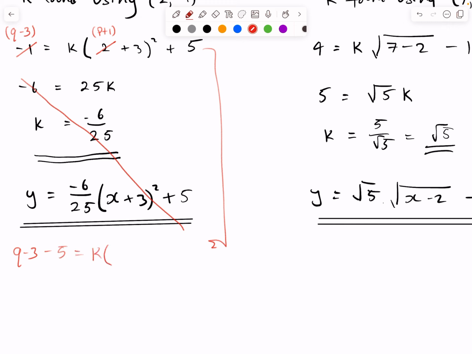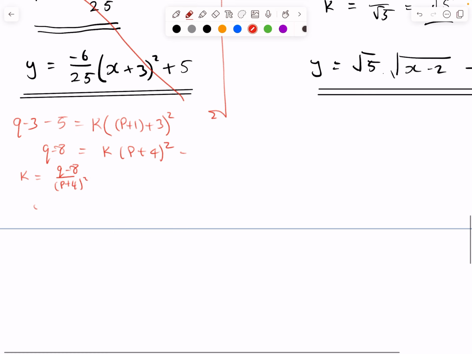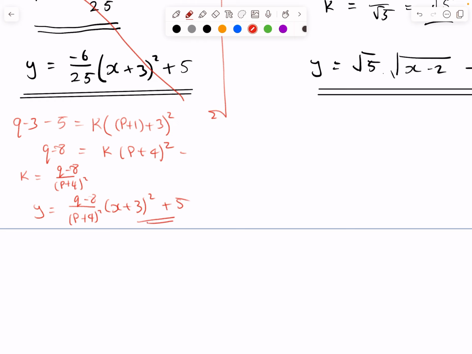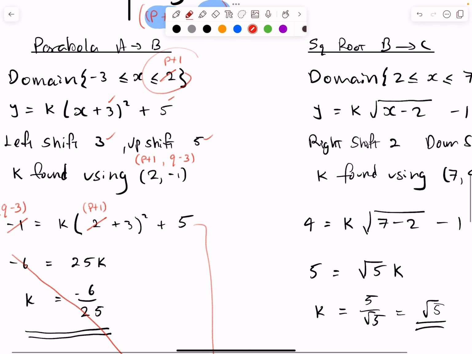And then I've got k, which is what I'm after, and that's now p plus 1 plus 3 all squared. So that's q minus 8 equals k times p plus 4 squared. So my value of k, I'll just get it in the same line, so k is equal to q minus 8 over p plus 4 all squared. And put that into my expression, so y is now equal to q minus 8 over p plus 4 all squared, and it's still x plus 3 all squared plus 5. And that's my new parabola between points A and B. I've specified the expression, I've specified the shift, and the domain is now that new value there.